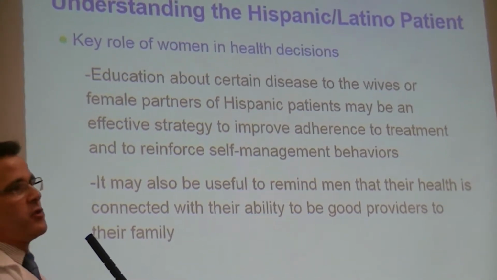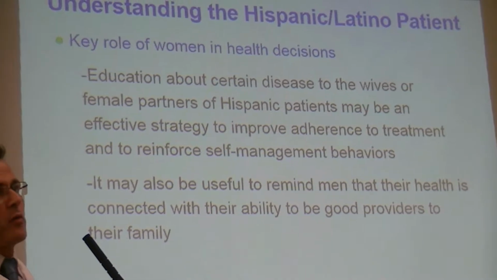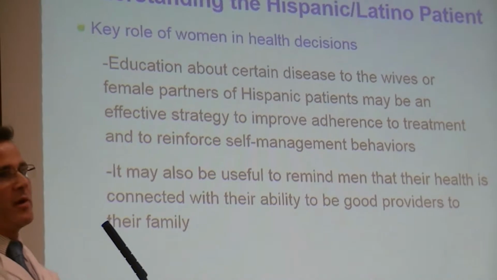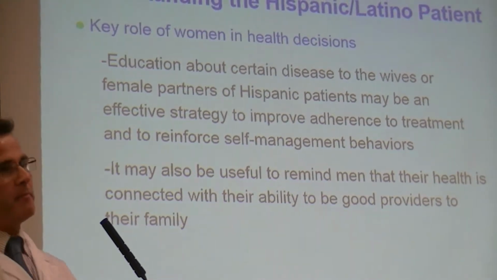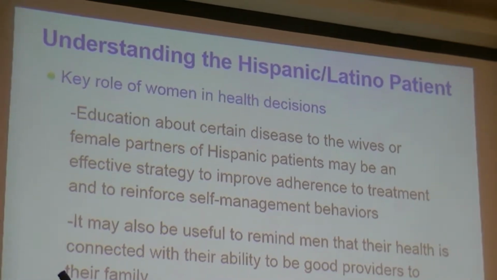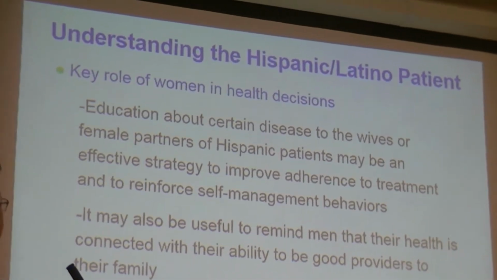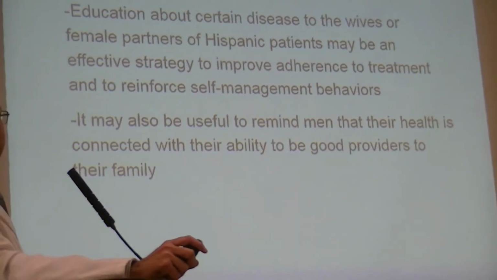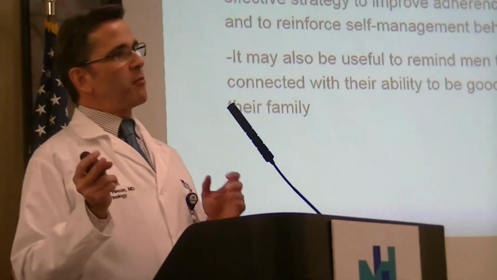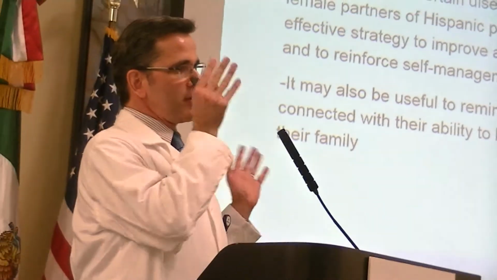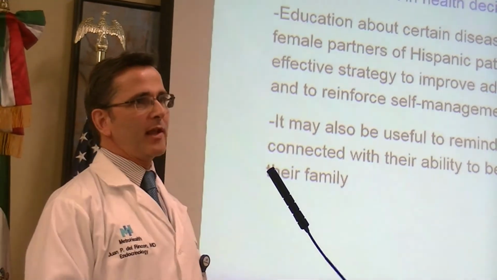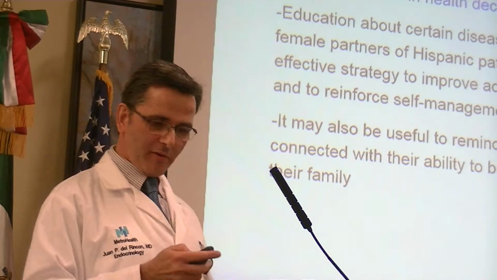So usually, male patients will ask their wives or their female partners about decisions to take. Many times you will see that the male patient will come with the female partners. They will ask the female partners about what to do. And so this is another important point, because if we need to work with the wives or the females, try to educate them, because then that's going to be reflected for the male partners and for the rest of the family.